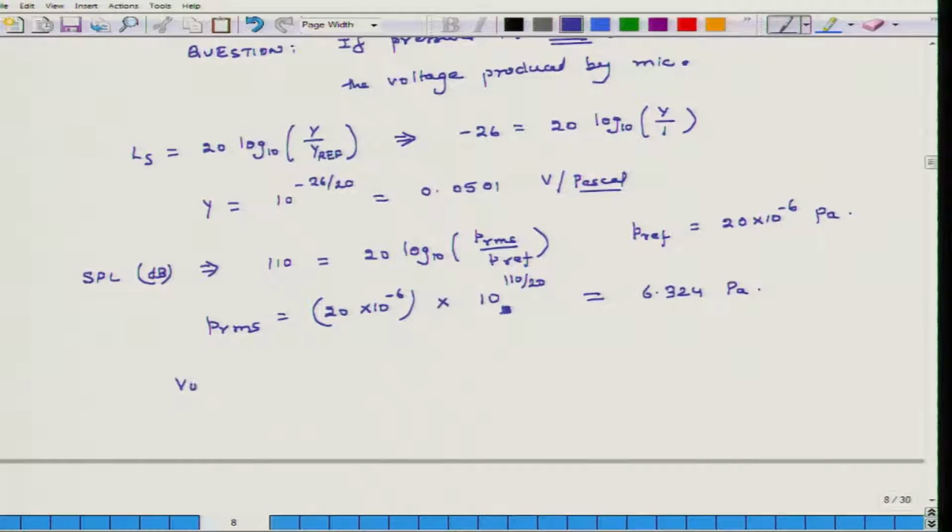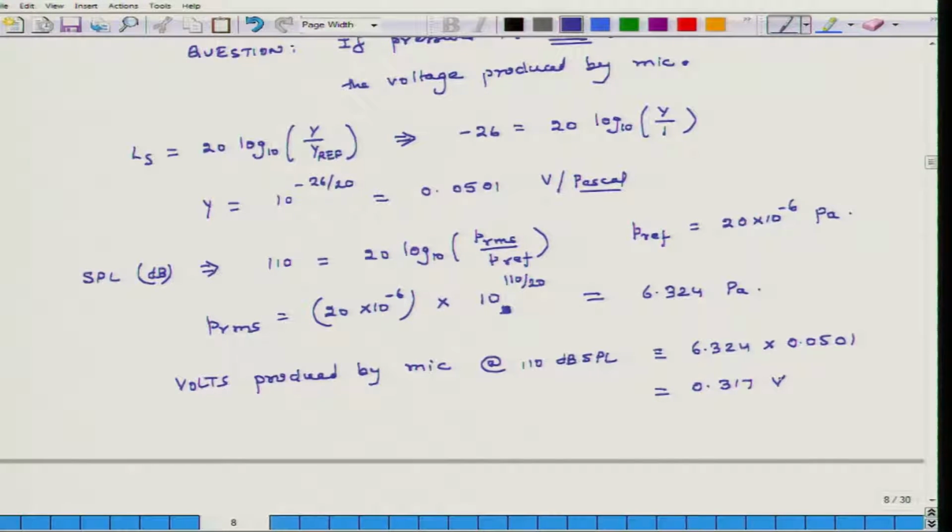So, volts produced by the mic at 110 dB SPL is equal to what? How many volts? It is 6.324 times 0.0501, and that comes to 0.317 volts. Is this peak volt or RMS volt? This is RMS volt. If you have to find peak volt, you have to find the ratio of the peak and the RMS.